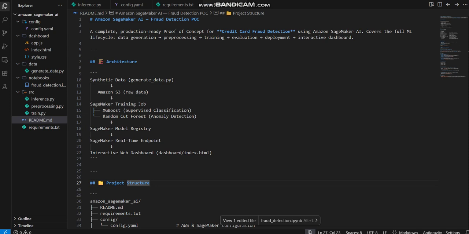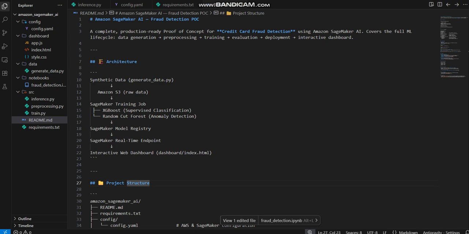So for the data, we took 1 lakh synthetic transactions generated with a realistic fraud rate of 1.5%. Two ML models: XGBoost for supervised fraud detection and Random Cut Forest for unsupervised anomaly detection, and Amazon SageMaker, which handles the model training, deployment, and testing.